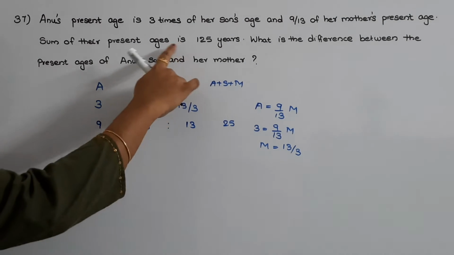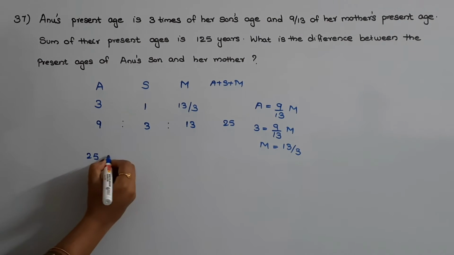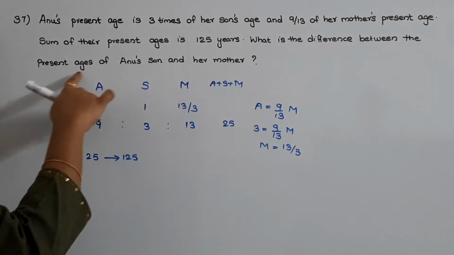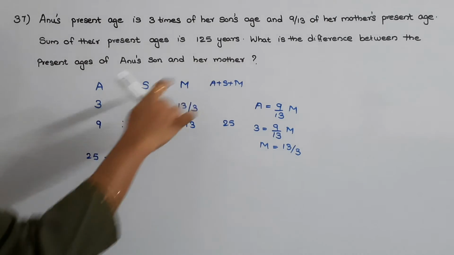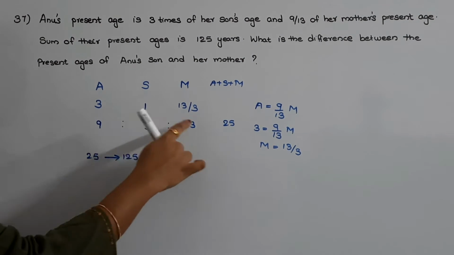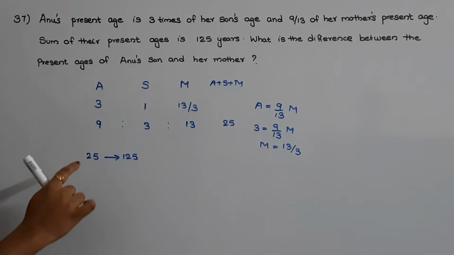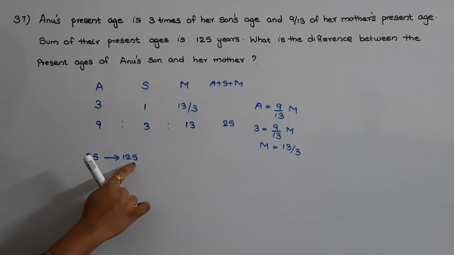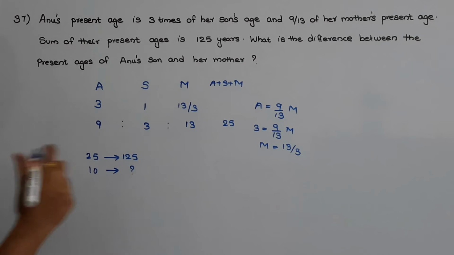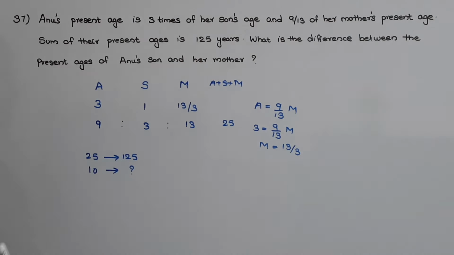Okay, but in the question the sum is given as 125. So we can represent this 25 as 125. We need to find out the difference between the present ages of Anu's son and her mother. What is the difference between the ratios of the present ages of Anu's son and mother? That is 13 minus 3, that is 10. Okay, so if we can represent 25 as 125, how can we represent 10?